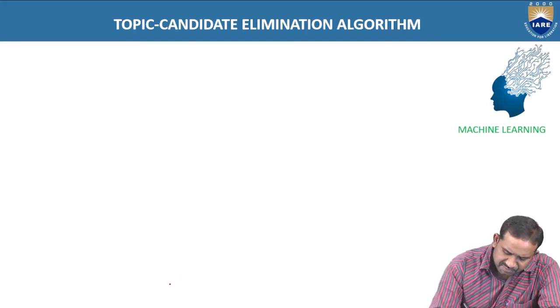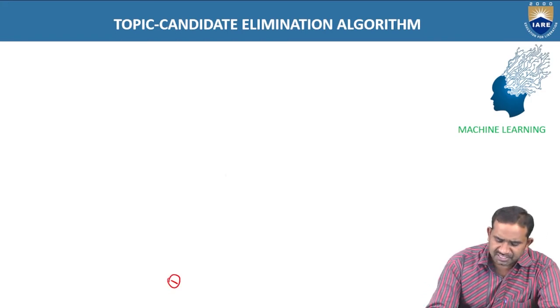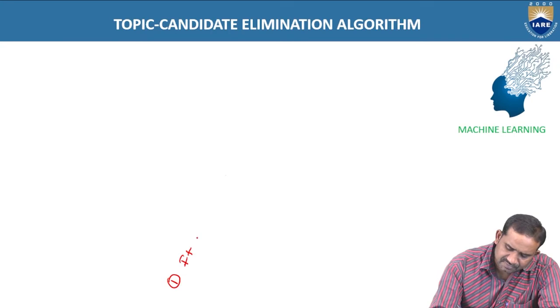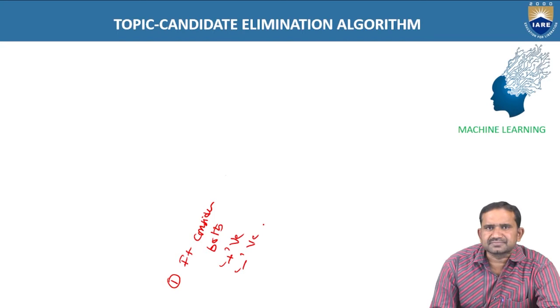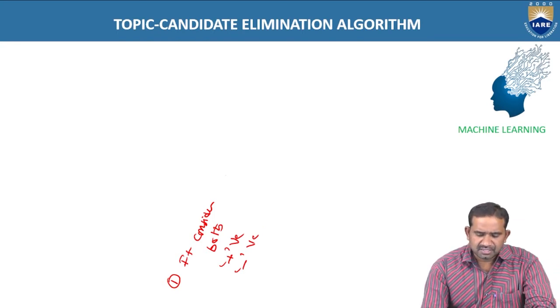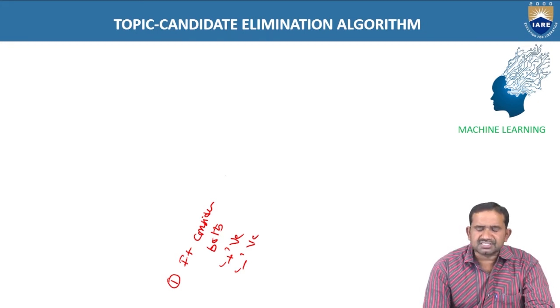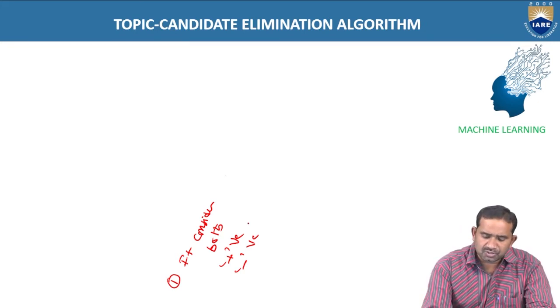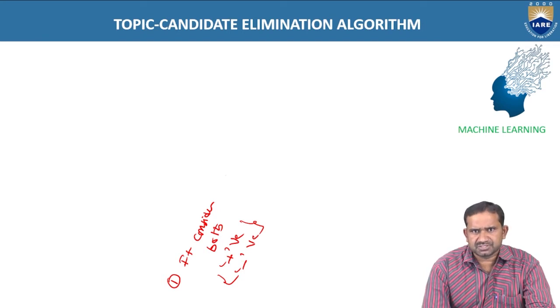What are the properties of the candidate elimination algorithm? The first property is that it considers both positive hypotheses as well as negative hypotheses, that is, both positive training examples and negative training examples.